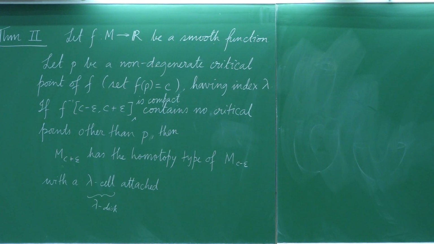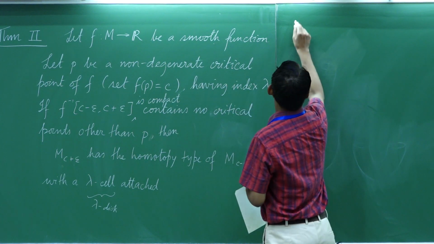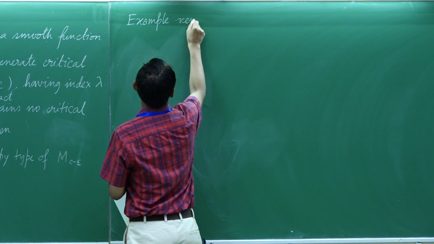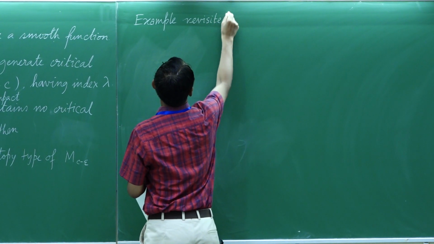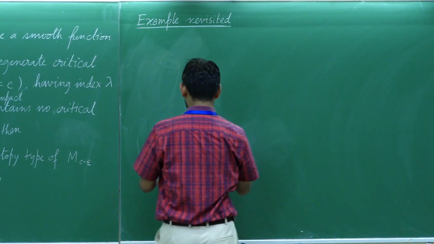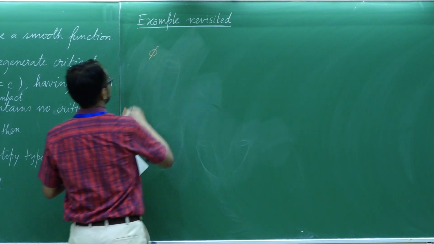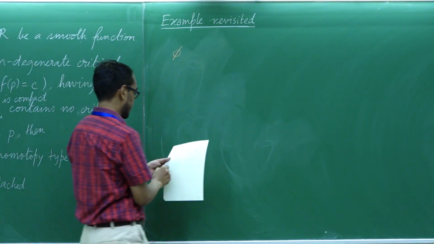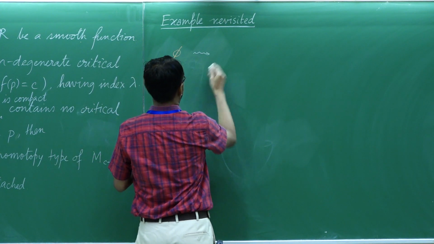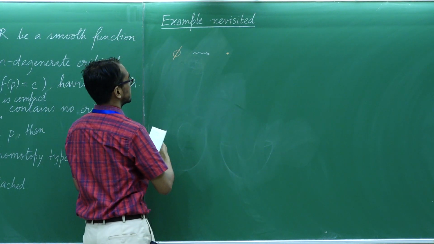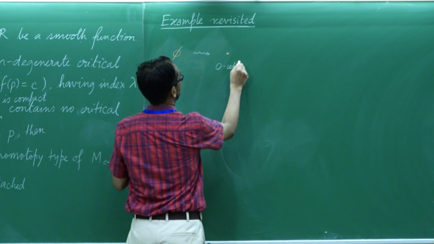Let me do the example of the torus, hopefully to highlight what's going on. This is going to be exactly the first thing that we did. So you start with the empty set because you're starting at, let's say, minus 100. There's nothing there. And then you look at this. This is a 0 cell, because I'm looking at the lowest point and that is index 0.